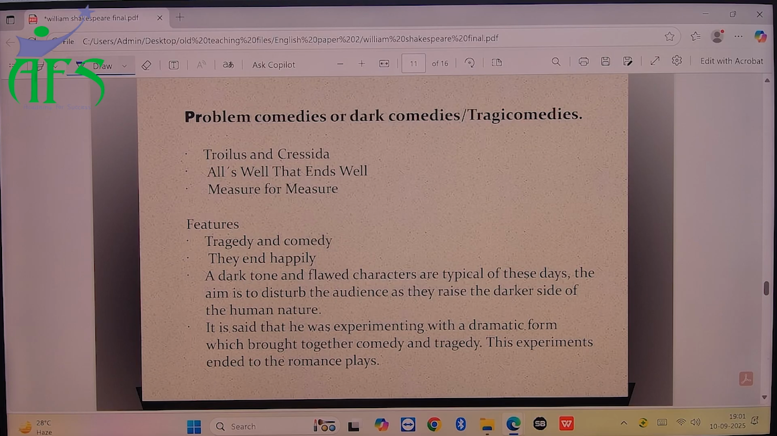A dark tone and flawed characters are typical of these plays. The aim is to disturb the audience as they raise the darker side of human nature. So in tragicomedies we have a dark tone and flawed characters. It is said that he was experimenting with a dramatic form which brought together comedy and tragedy, that is tragicomedy. This experiment led into the romance plays.